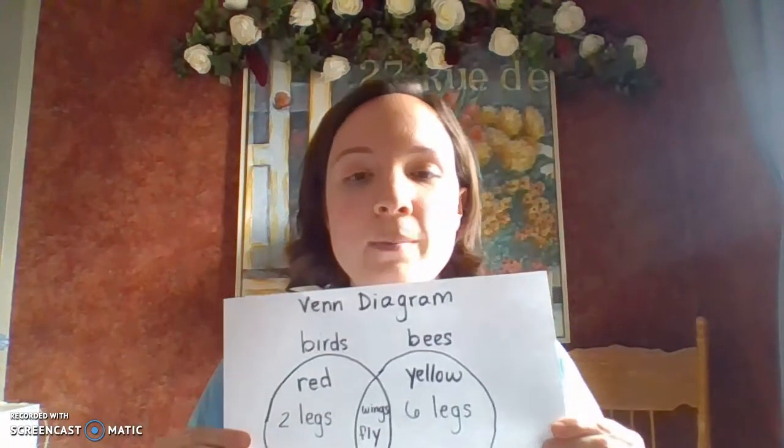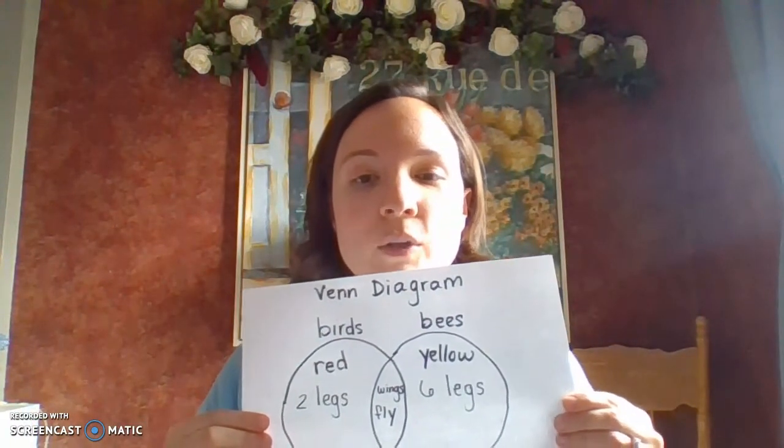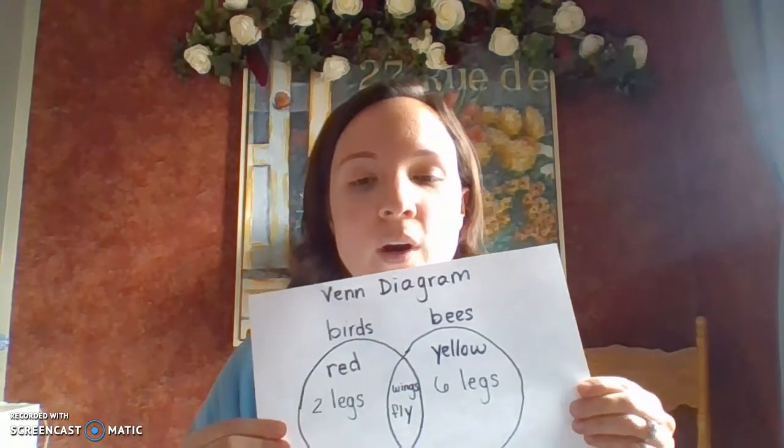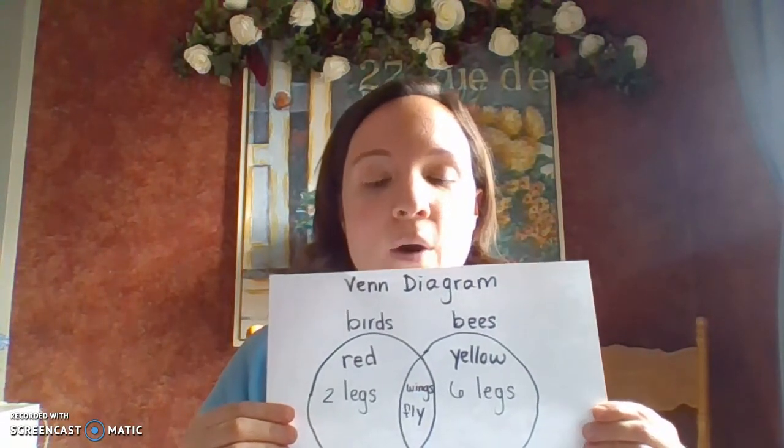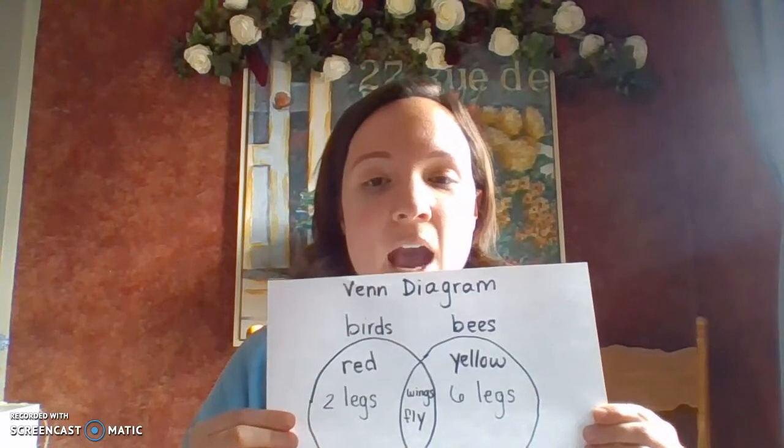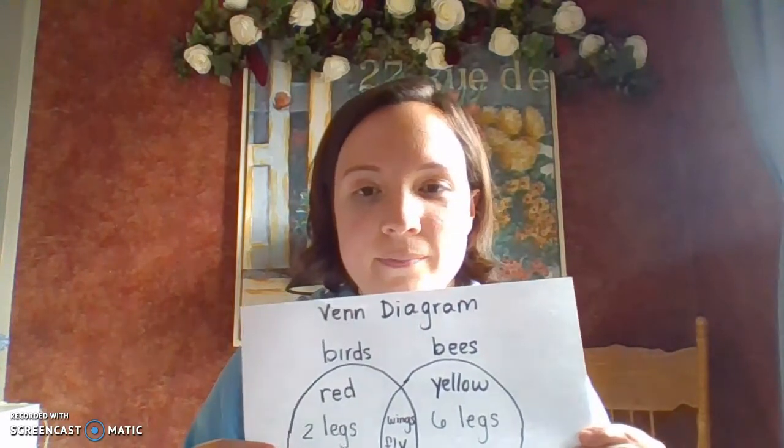So just a reminder that using a Venn diagram is how we can organize information on how things are the same and how they are different. So I hope that this video was helpful on finding out how to use a Venn diagram and finding how things are the same and different.